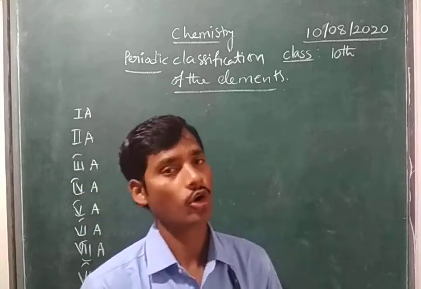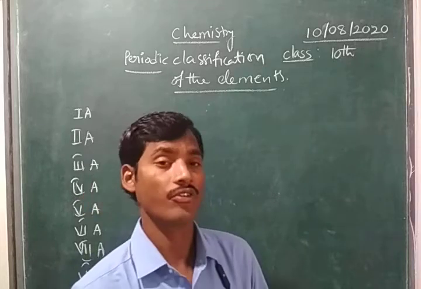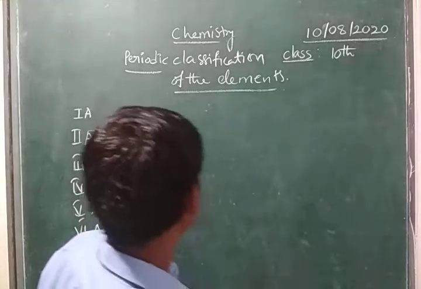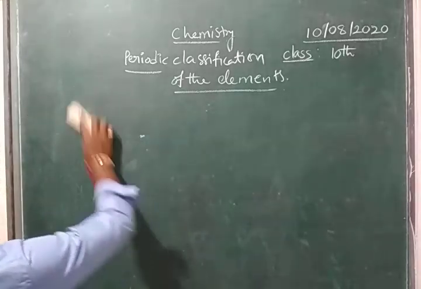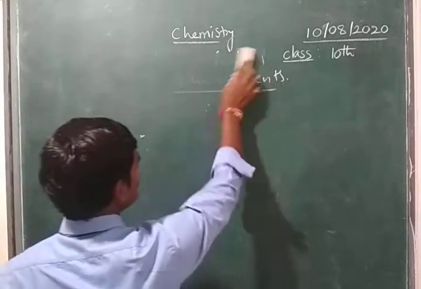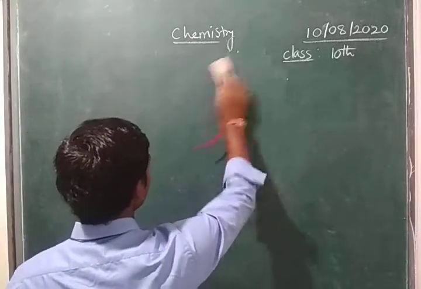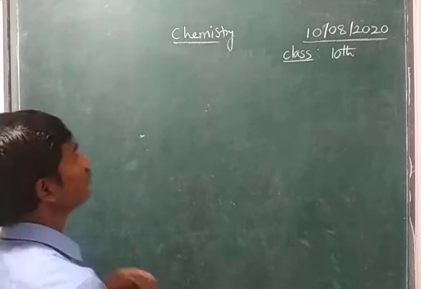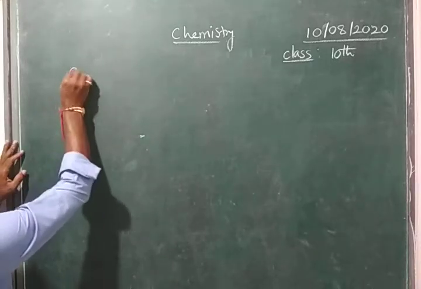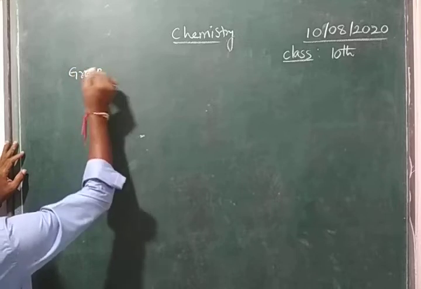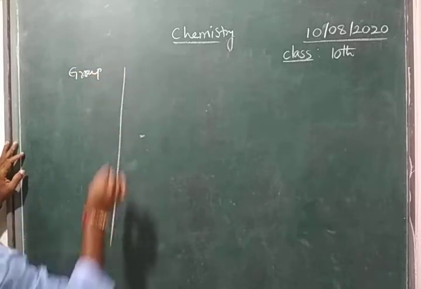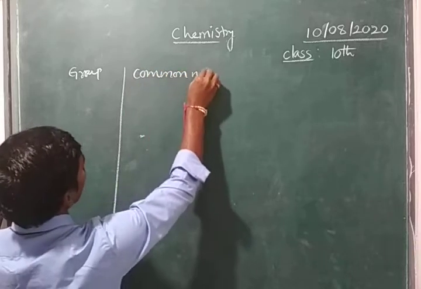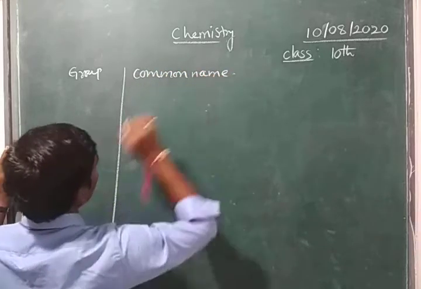These groups have been given some common names, and now I am giving them in tabular form. Please all of you write in your CW. In the periodic classification of the elements, the concept we are discussing now is the modern periodic table. What we have here is the group number, group, and the common name of the group, right children?